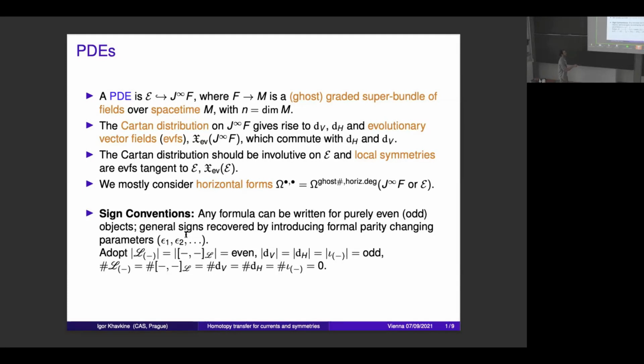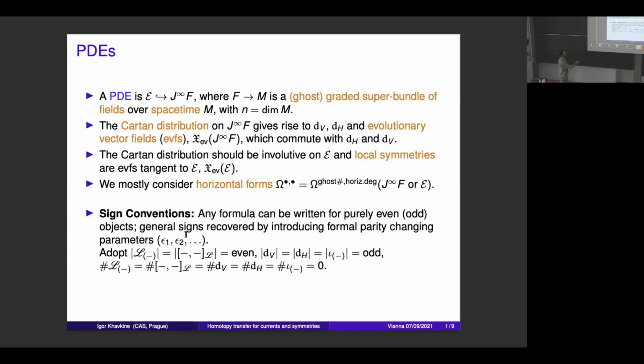So I follow the philosophy that almost all formulas can be written with geometric objects of a specific parity, because here you often have odd parity vector fields, forms, and so on. So you pick one, and then you can recover all the correct signs for the other parity by introducing formal parameters. In case you see a formula and I don't specify how it appears for both parities, that's how you go between different parities. You introduce formal parameters that change the parity and you move them around in the formula.